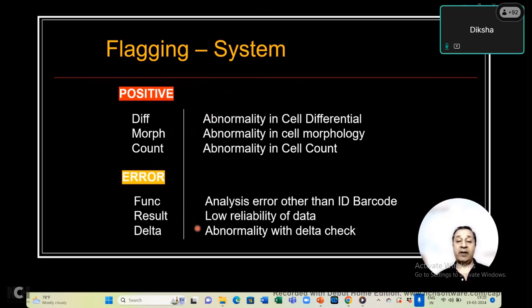Or you might have an abnormality of the delta check. That means for a previous sample of the same patient, the analyzer is able to detect, based on the unique identifier of the patient, that there is a change or a marked variability between the previous and the current counts, which is otherwise called a delta check.